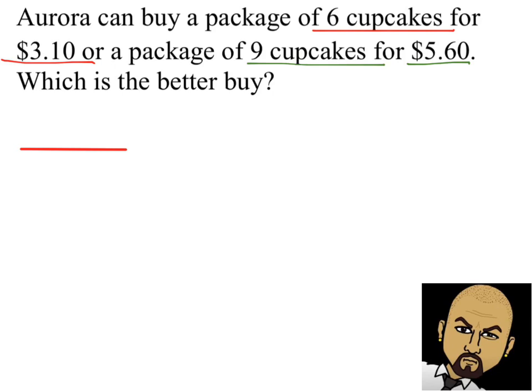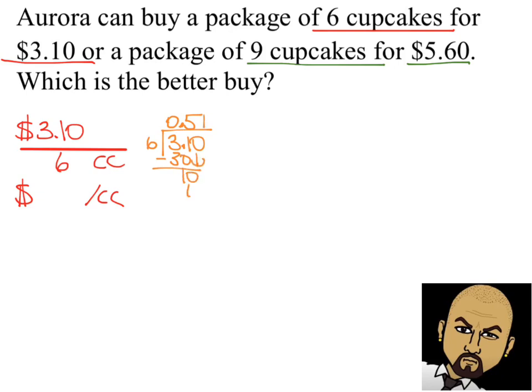So let's do the 6 cupcake package. Since we're trying to figure out the unit price, we want to figure out the dollars per cupcake. So we put in our units and then we plug in our values, and the dollars divided by cupcakes is going to give us the price per cupcake. So we're going to go ahead and divide now using in and out. 6 goes into 31 5 times and so forth. But then we realize we got a problem here. We have to keep going because we need to round to the nearest hundredth of a dollar, the nearest cent.